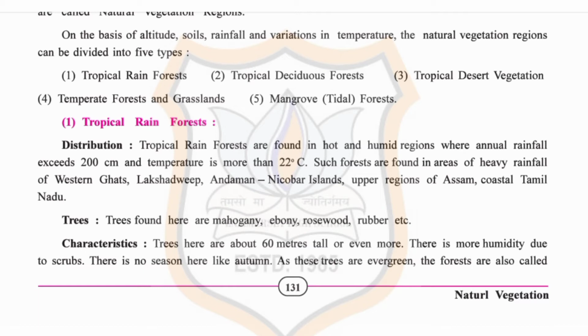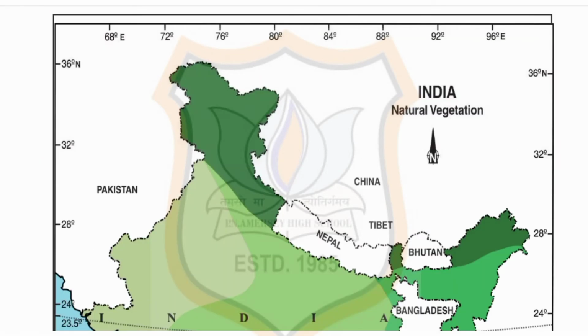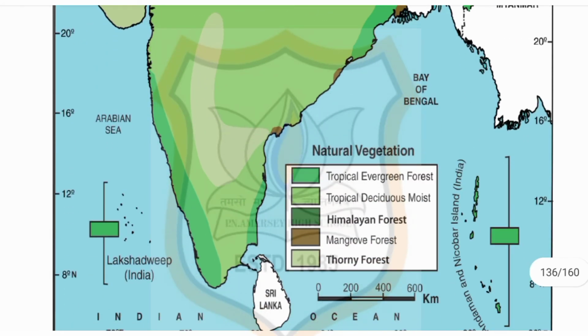Now, trees found here are mahogany, ebony, rosewood, rubber, etc. Now the characteristics. Trees here are about 60 meters tall and even more. There is more humidity due to scrubs. There is no season like autumn as these trees are evergreen. So the forests are also called evergreen forest. Now student, you can go through the map given in your textbook, India Natural Vegetation. You can see the area of forest shown in the map with different colors.